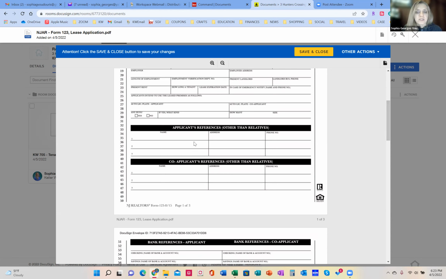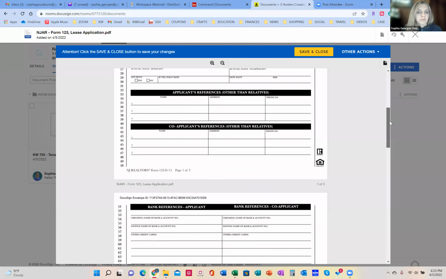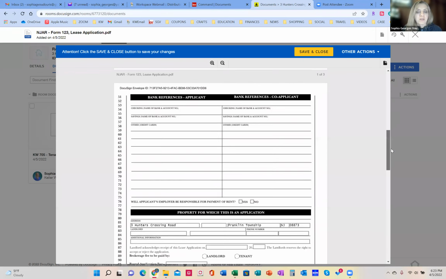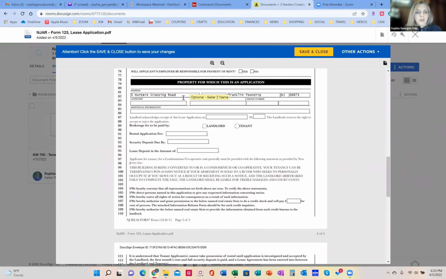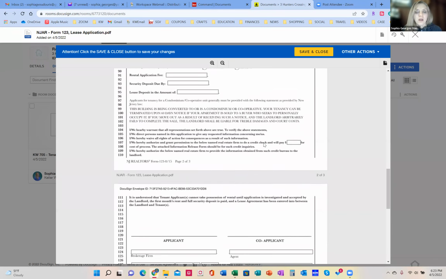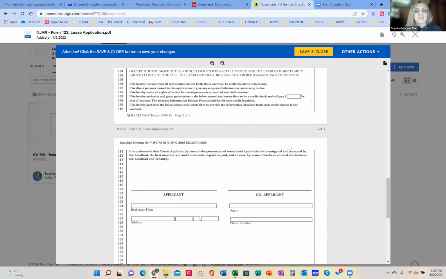And then they put references here, and I call all the references. Co-applicants' references, banking information. This part talks about the brokerage, who's paying it, landlord or tenant. And here, I leave these blank because if you're the buying side, you really don't know. Usually there's no application fee except for the NTN. You do know there is going to be a security deposit, but I usually leave these blank because you don't know the dates yet. And then they sign it, and that's the application.